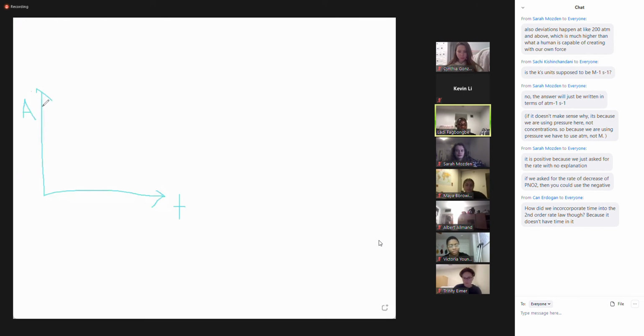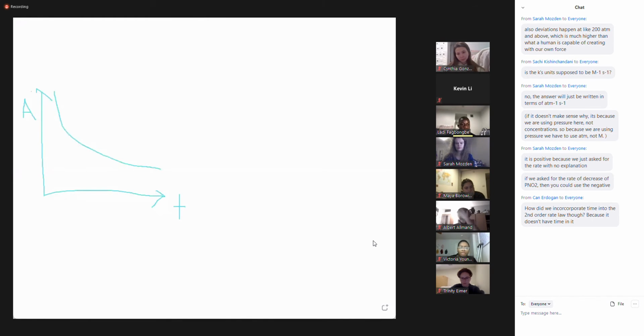Does anyone want to tell me what their graph looked like? Just describe it for me. Did you start out high and go low? Did you start at 0 and curve up? Fatima. I did mine like the inversely proportional graph, so it starts high and then does the curve down. So kind of like this. Yeah, that's exactly right.